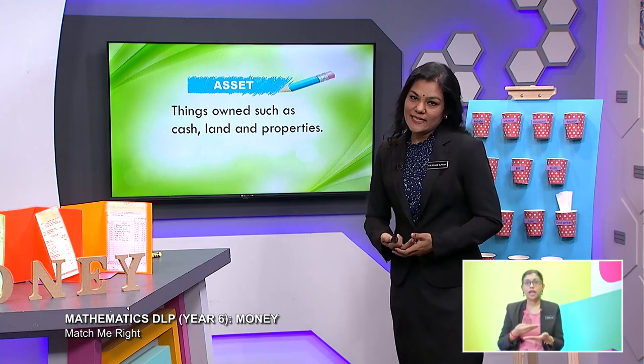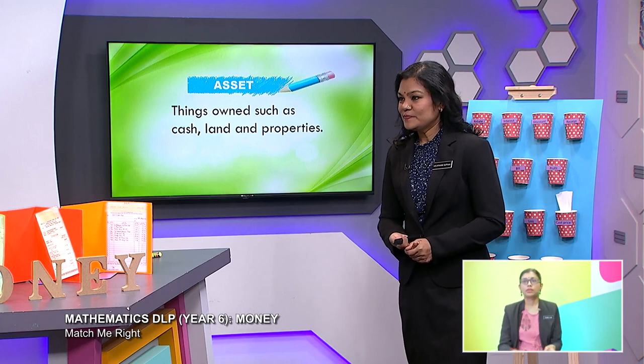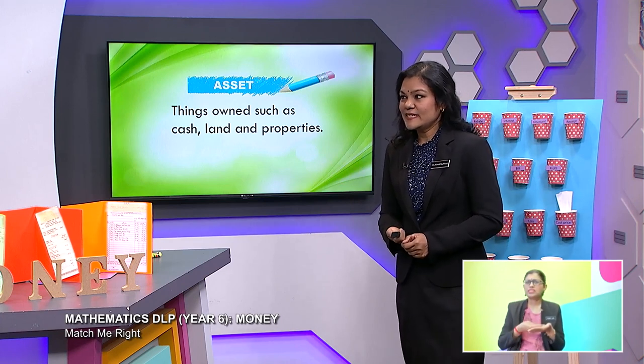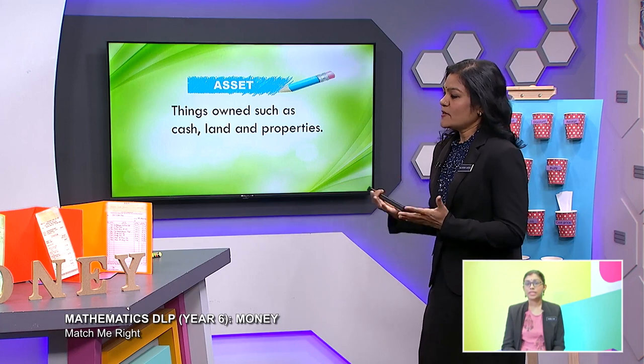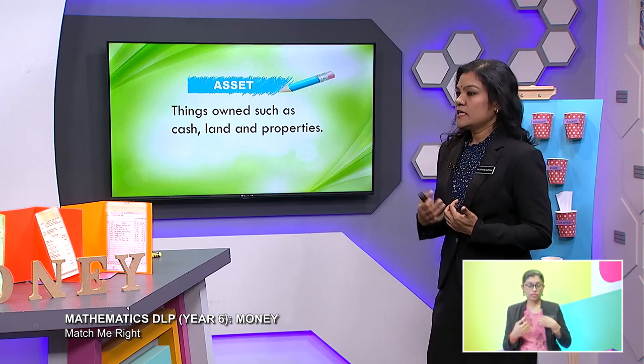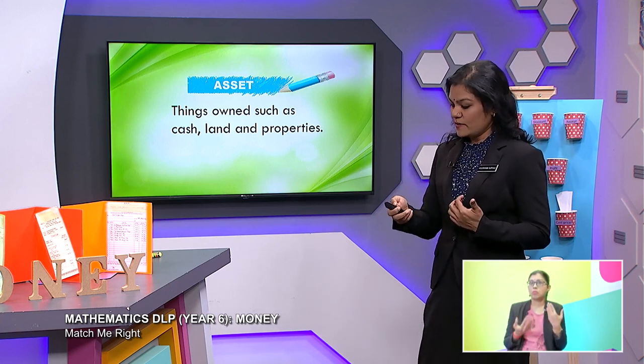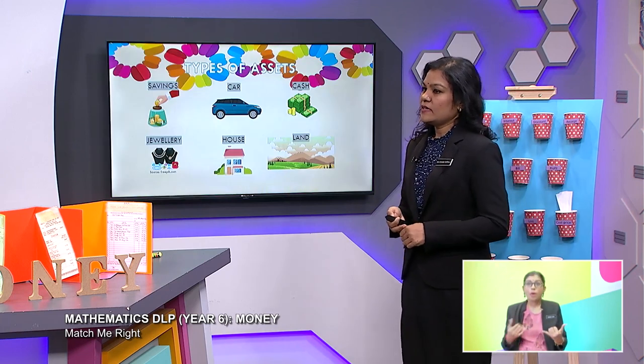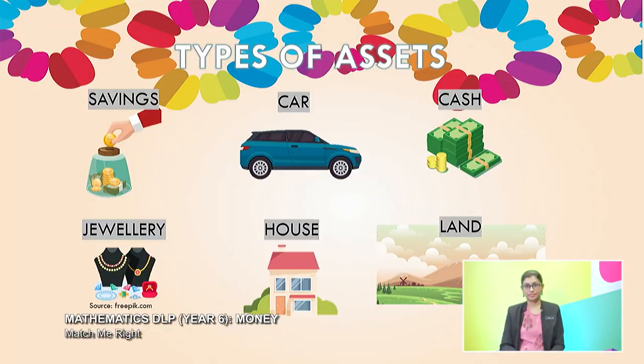Okay, asset. Do you normally hear this? What is asset? Yeah, I always hear the word asset. What does that mean? Asset means something that you own. How much cash do you have in your purse now? Maybe 15 ringgit. So that is your asset currently. That's something that you own. So like cash, land and properties. Look at the examples here. What are they? Can you tell me? We have savings, a car, cash, land, house and jewelry.